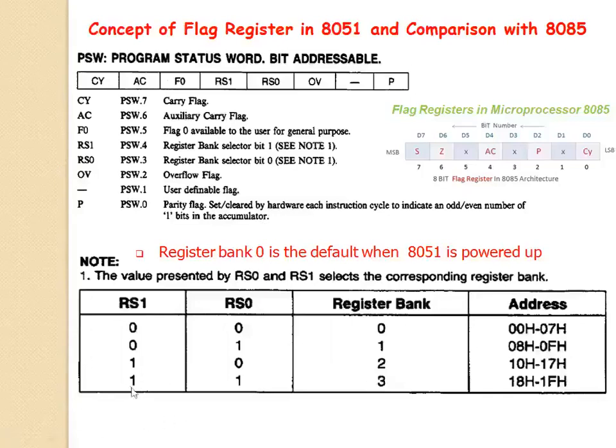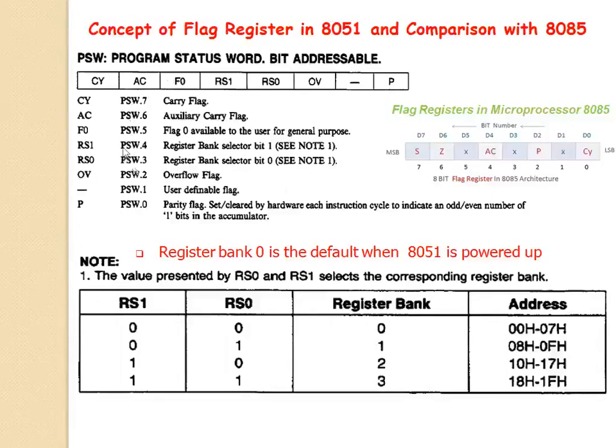If both the inputs are equal to 1, 1, then register bank 3 will be selected by the microcontroller. Okay, so the addresses will be 18 to 1F. So in this way, I can segregate the banks. My registers are the same, but which register I am selecting from which bank will depend on the status of the bits in RS1 and RS0.